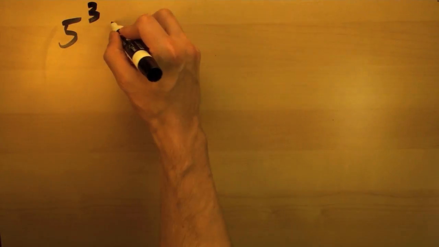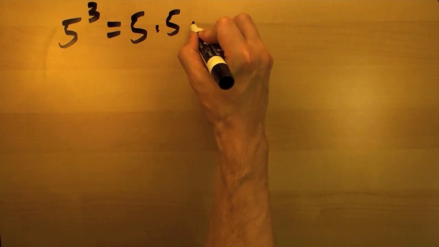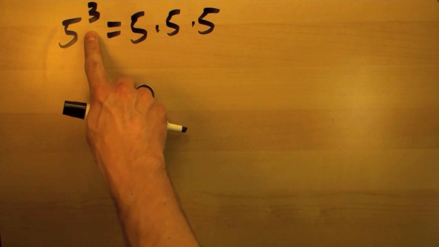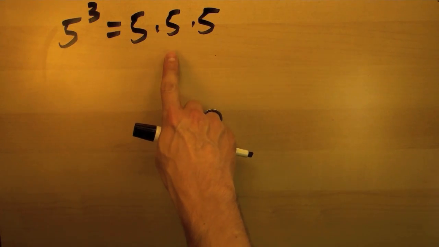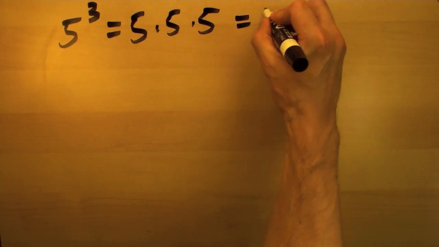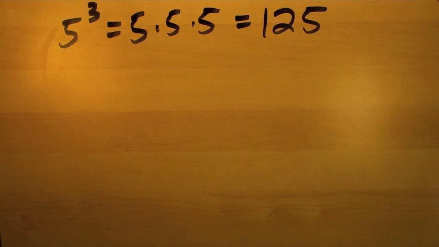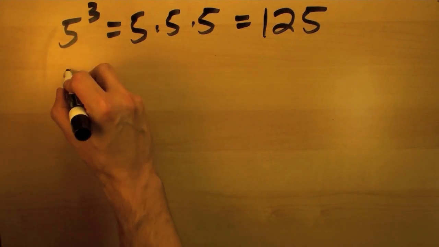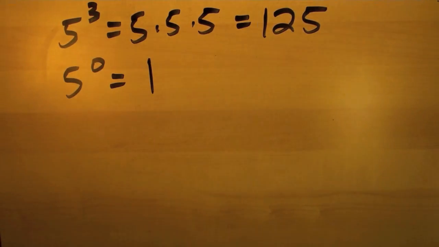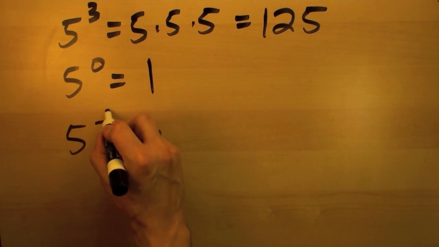So by this point we're comfortable with positive exponents, so something like 5 cubed means 5 times 5 times 5. The exponent is telling us how many times to multiply 5 by itself to get something like 125. And we even looked at how 5 to the 0 would be equal to 1. But what would 5 to the negative 3 mean?